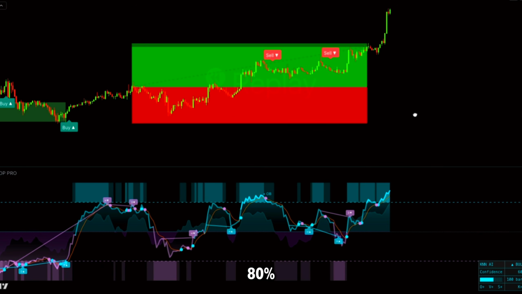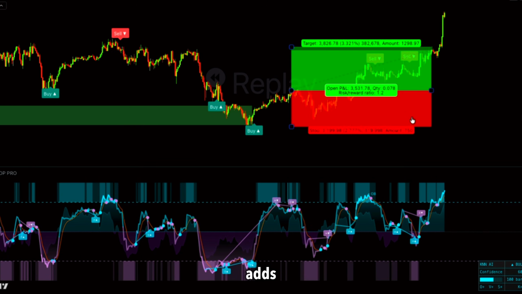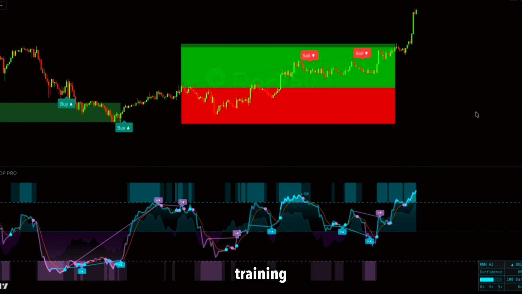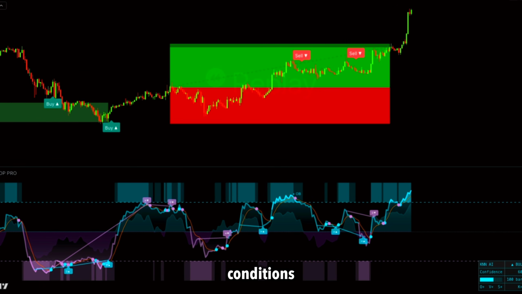The 80% KNN confidence requirement adds machine learning validation. The algorithm has scanned through its training history and determined that market conditions matching the current state led to the predicted outcome at least 80% of the time. You are not guessing. You are trading with statistical backing.